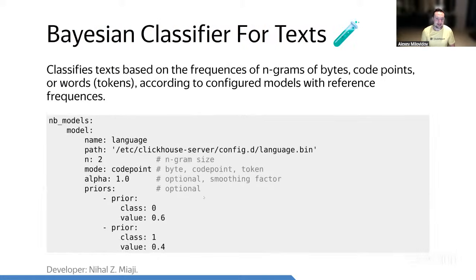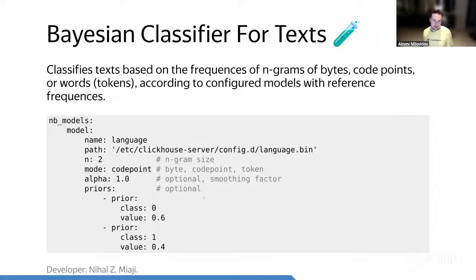And yet another feature, really interesting. I promise. So text classification with lightweight models, Bayesian models. These models just compare the frequencies of sequences of bytes, sequences of code points or tokens, with reference frequencies, and use the Bayes formula to calculate the most probable class.